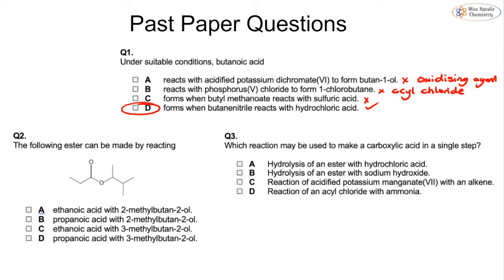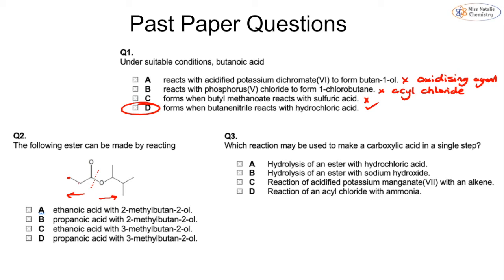For question 2, we want to look at what ester is going to be formed. So the way we do this is we split it down the centre here, and the left-hand side is going to be our acid, the right-hand side is going to be our alcohol.